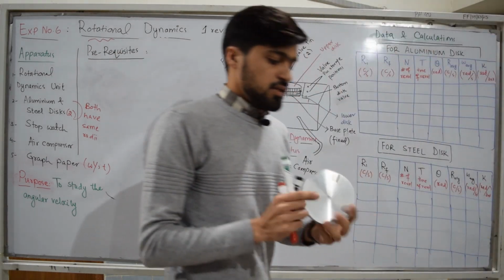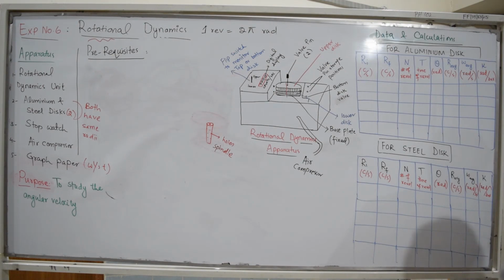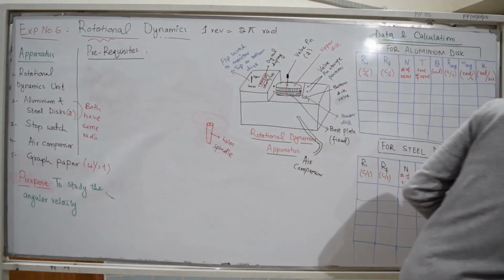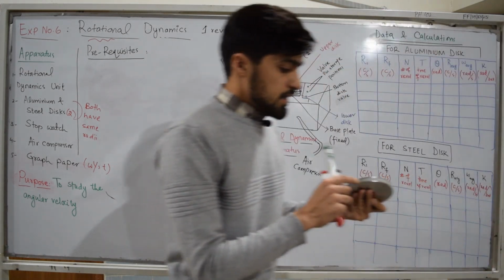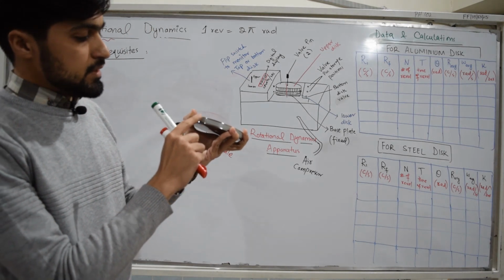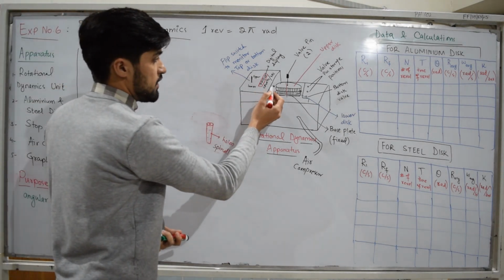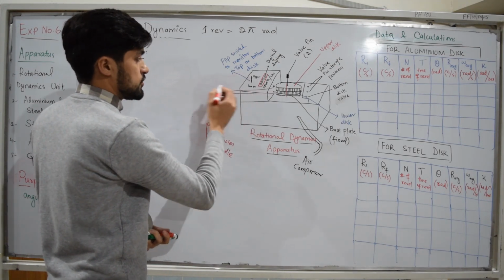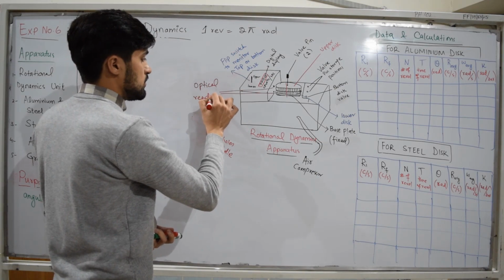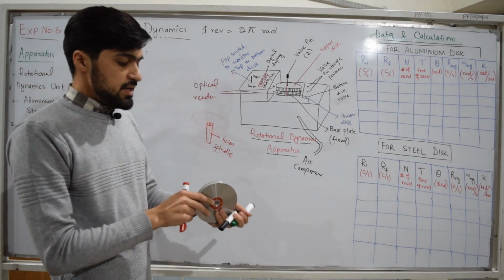So I have this aluminium disc, and this one is the steel disc, as you can see. On this disc you can see that there are black and white bars. Keep in mind, you can see the black dots. These are actually the optical readers. The optical readers actually read these bars.